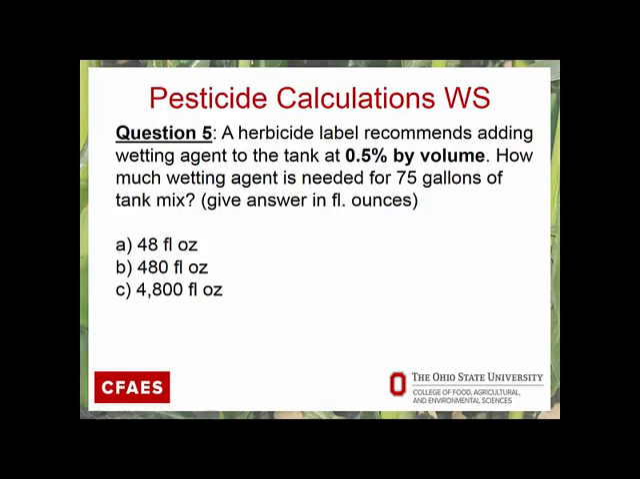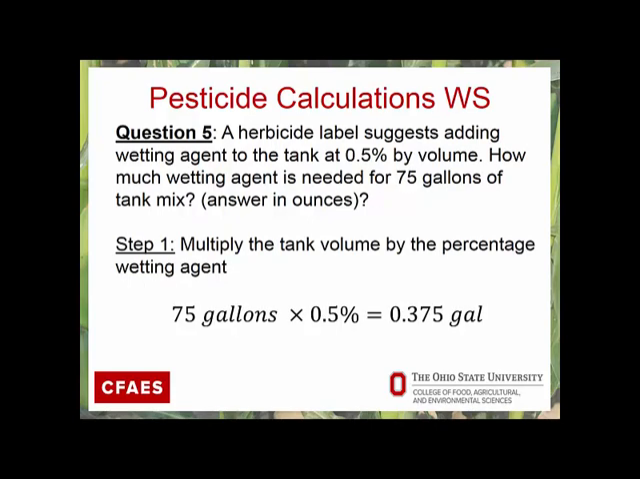Question 5. A herbicide label recommends adding a wetting agent at 0.5% by volume. How much wetting agent is needed for 75 gallons of tank mix? Give the answer in fluid ounces. These percent by volume problems are fairly easy. All you have to do is multiply the tank volume by the percentage of wetting agent that you want to add, or whatever the product might be. So you multiply the 75 gallons by 0.5%. Now, when you make this calculation, your answer is 0.375 gallons.